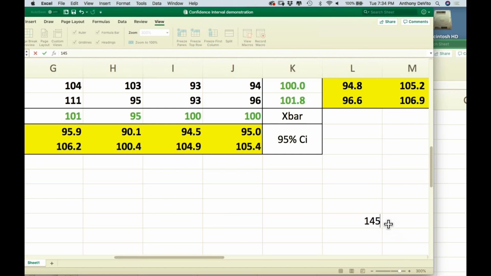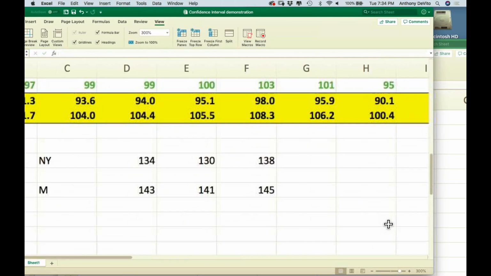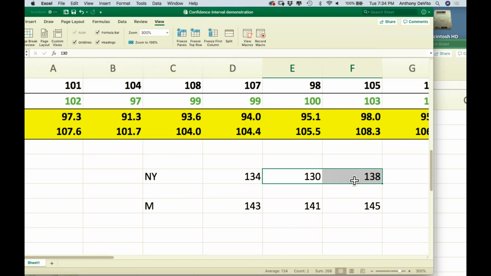How do you feel about it now? You're 95% certain that the New York population has an average cholesterol level between 130 and 138, and you're 95% sure the Miami population has an average cholesterol between 141 and 145. Even though you don't know for sure what the mean is for the population of New York or of Miami, you have to feel better about that. Now you're saying to yourself, I have this range in mind for New York with 95% certainty, and this range for the true population mean for Miami.